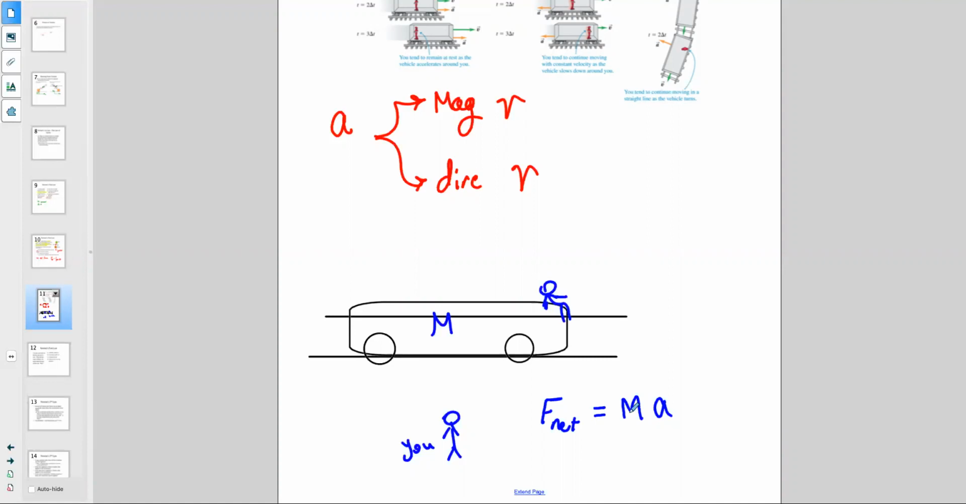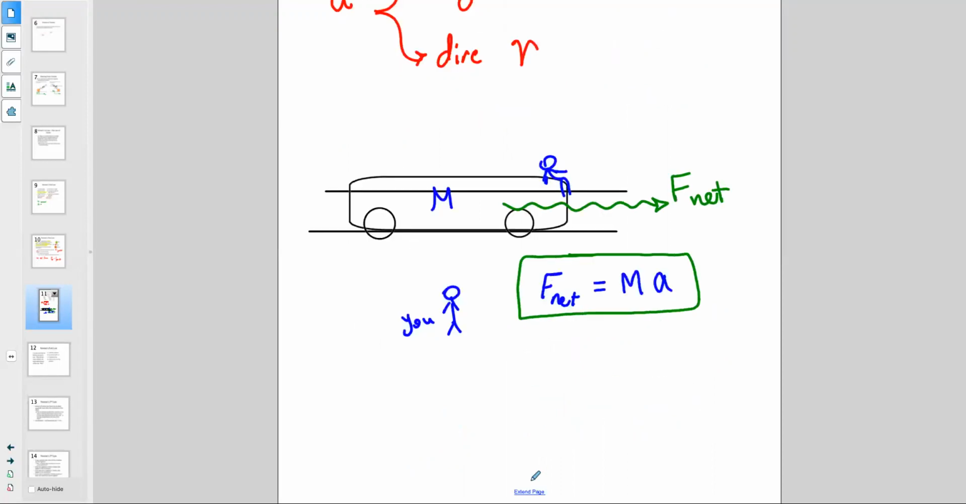So F net equals ma, and that is what you are writing because you see that the train is moving to the right, for example. So you see that the train is moving to the right. So you're assuming that there is a net force acting on the train, which is equal to m, its mass, times the acceleration. Okay, so this is what you are writing down as Newton's second law.